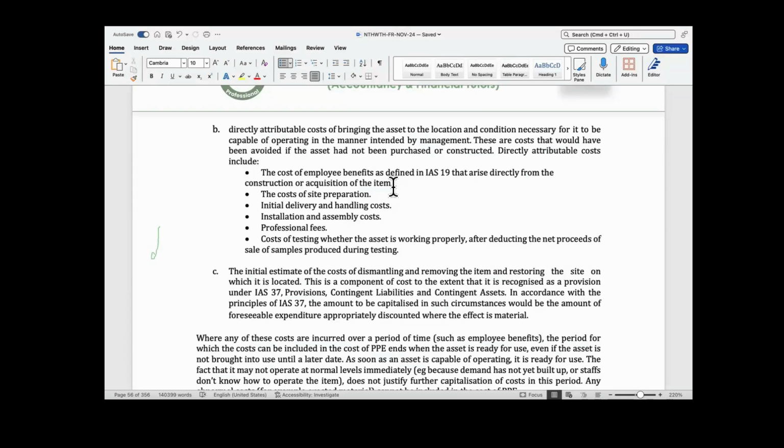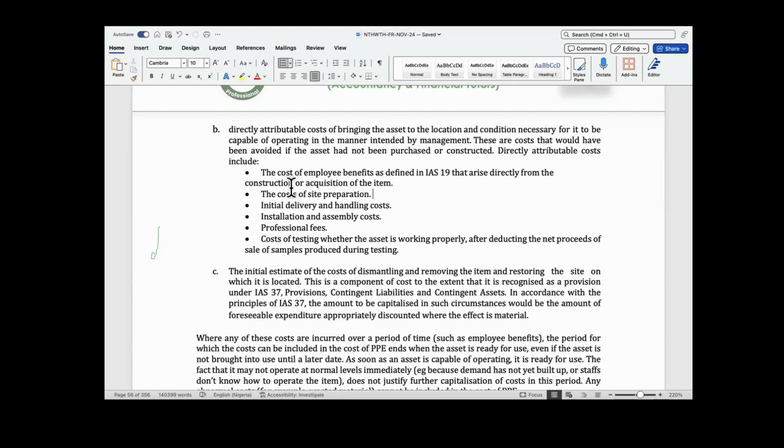the salary of that staff for that day, you won't put it in P&L, but rather you should add it to the cost of the asset, because his day was spent in the acquisition of the asset. It is a directly attributable cost.